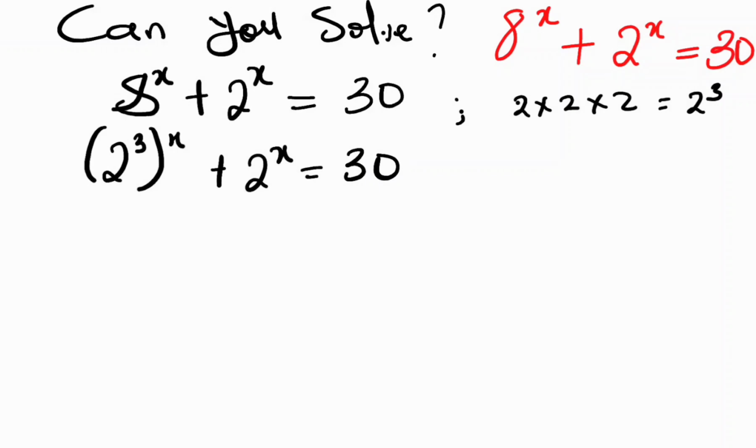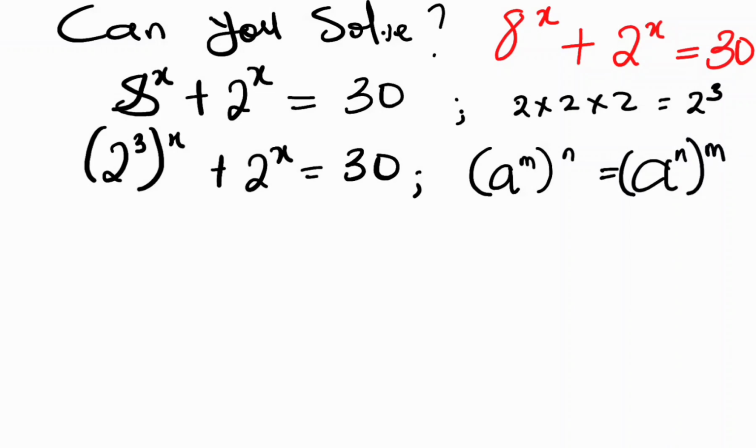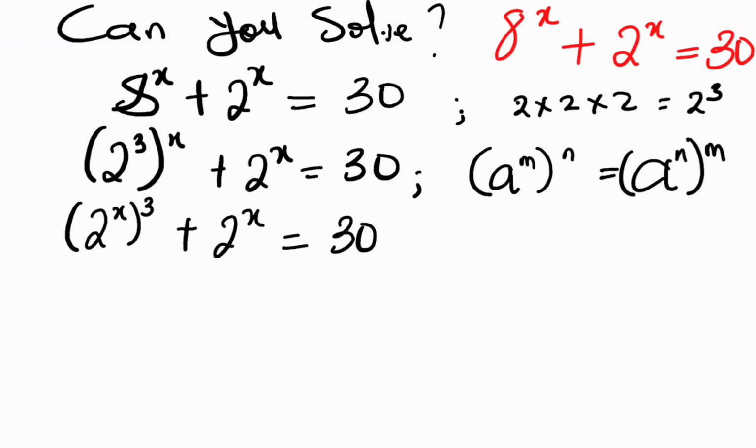If you understand this now, you have to recall again from the laws of exponents that a to the power of m raised to power n is the same thing as a to the power of n raised to power m, since multiplication is commutative. So if you agree with this, you can now see we write it as 2 power x raised to power 3 plus 2 power x is equals to 30.